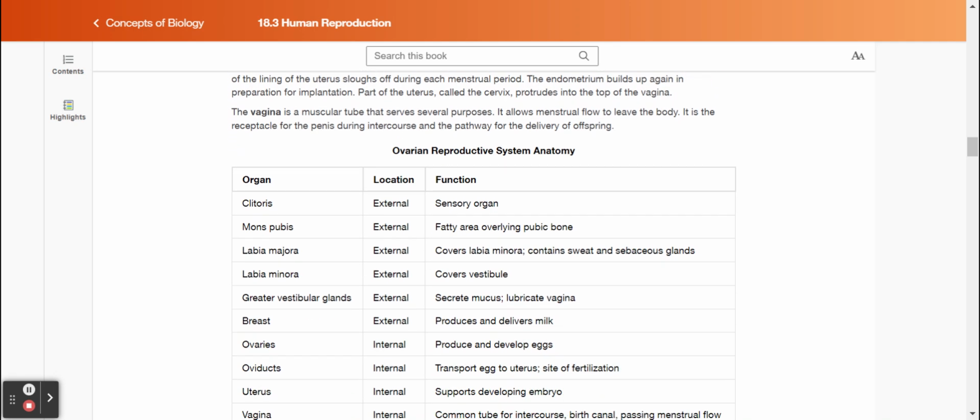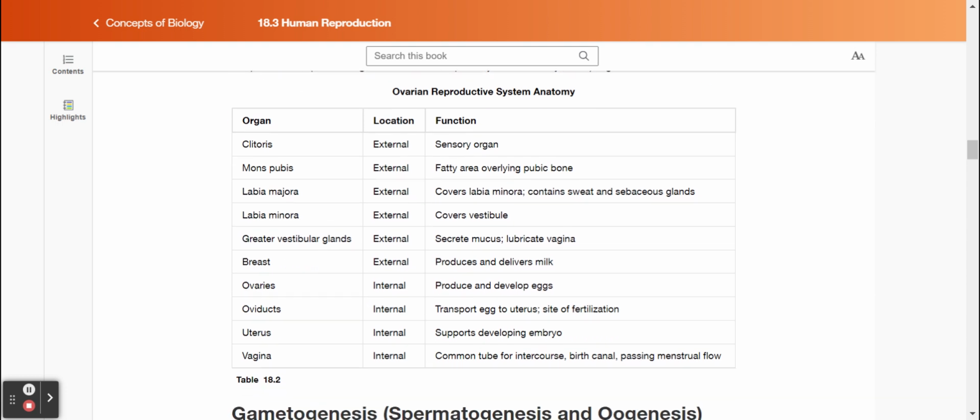The vagina is a muscular tube that serves several purposes. It allows menstrual flow to leave the body. It is the receptacle for the penis during intercourse and the pathway for the delivery of offspring. Table 18.2, Ovarian Reproductive System Anatomy.